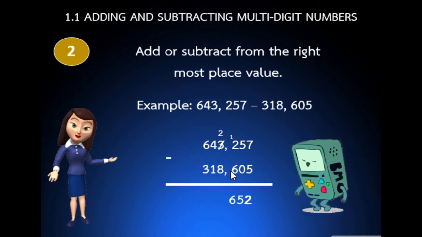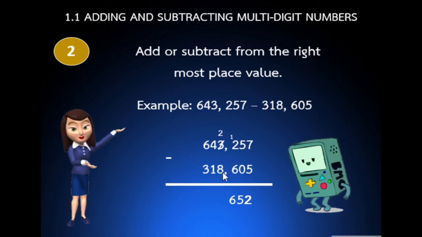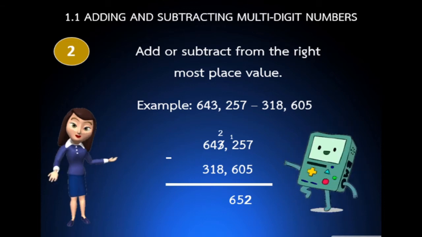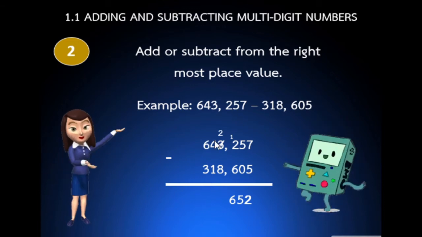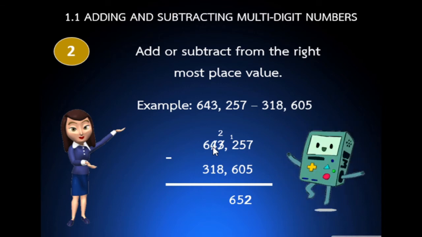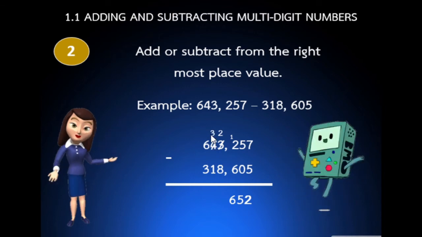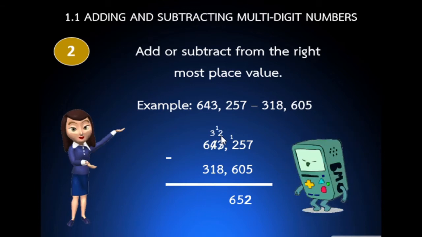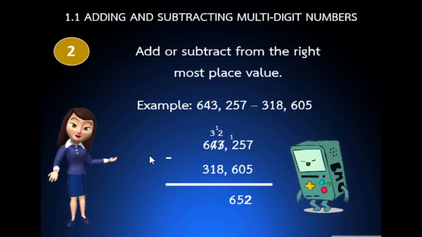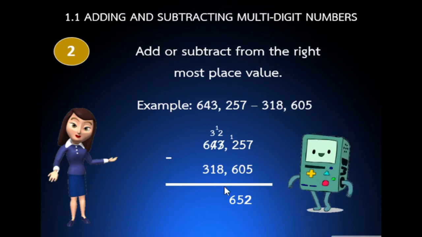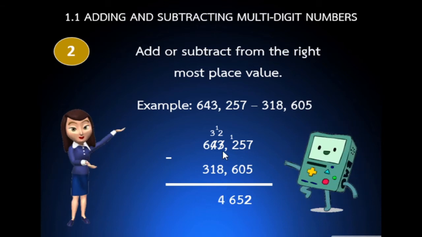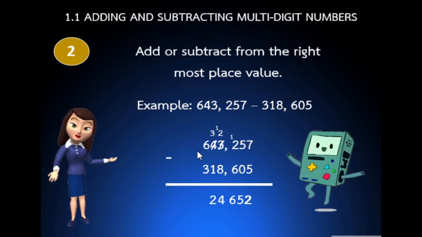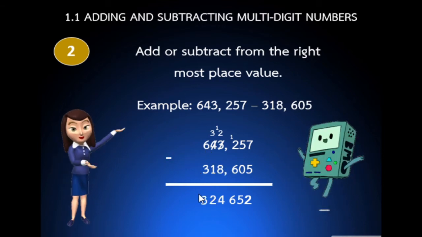2 minus 8. Again, we cannot subtract because 2 is smaller than 8. So, we need to borrow 1 from 4. So, 4 becomes 3. And 2 becomes 12. So, 12 minus 8, we get 4. 3 minus 1 is 2. 6 minus 3 is 3.